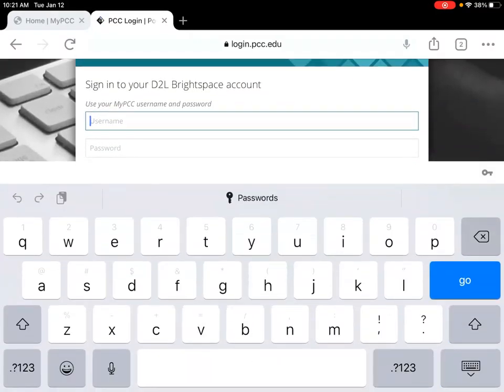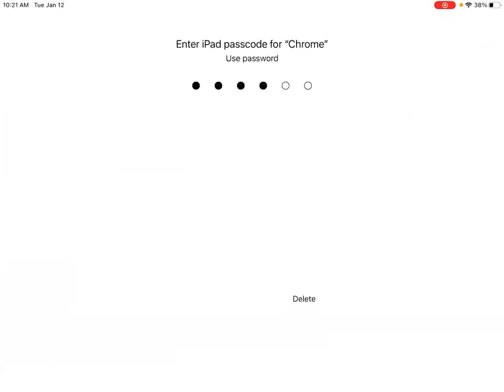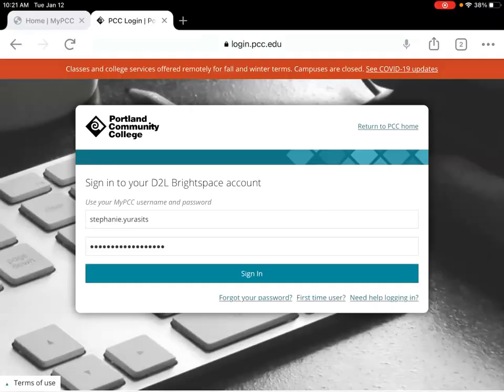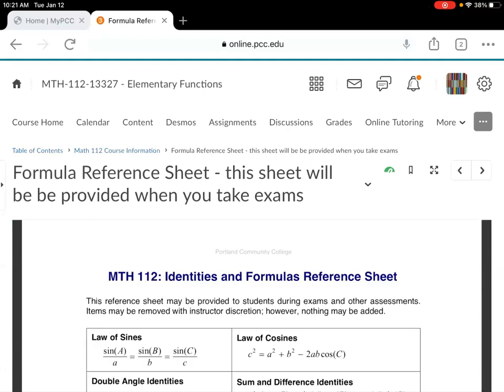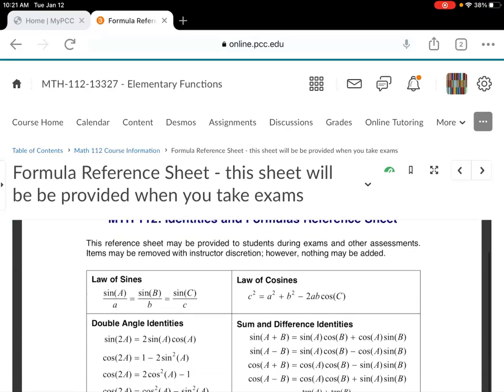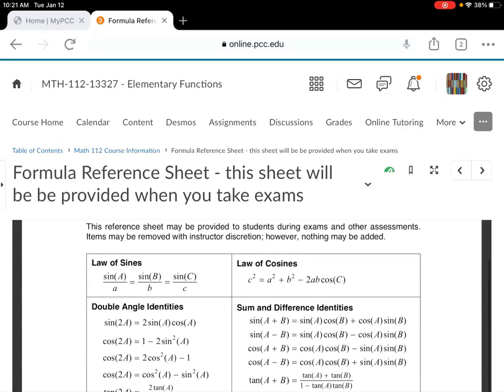well, this is going to take me a little bit because it logged me out. So on your reference sheet, you can find under content and then your course information. So here's your reference sheet. This is what you can use on all your exams. So you can't use anything else, and this is a district-wide policy.